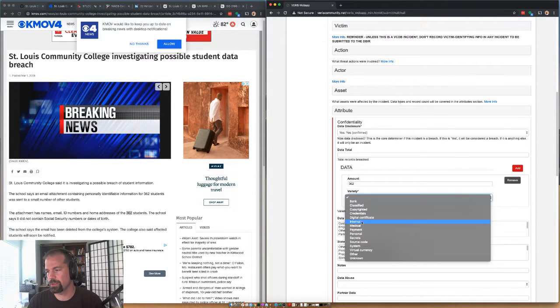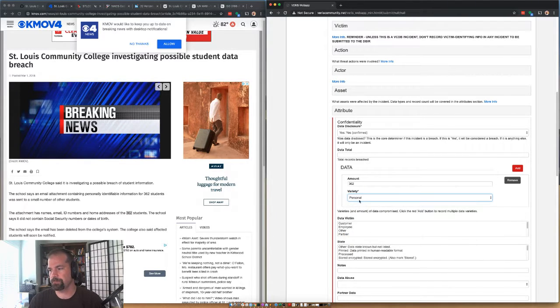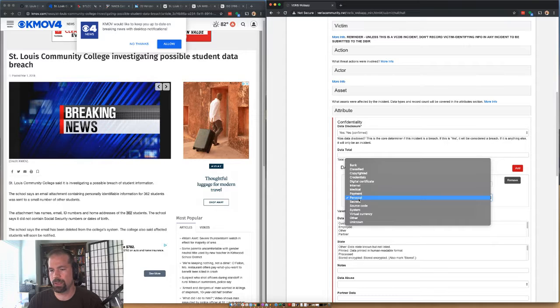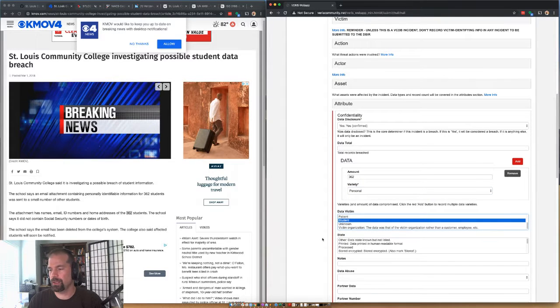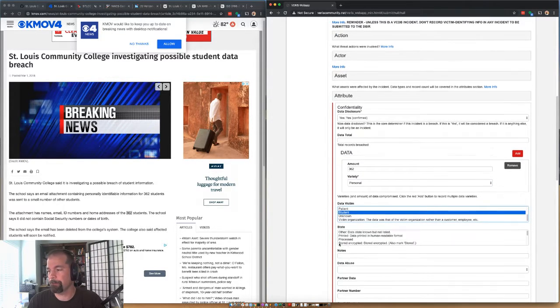Okay, and this is going to be personal information. Because it was emails, ID numbers, addresses, names. Say social security numbers. Did not contain social security numbers or date of birth. Yeah. Like, at least we didn't disclose that. Good for them. Personal information. It was students. It happens enough that we have it in there.